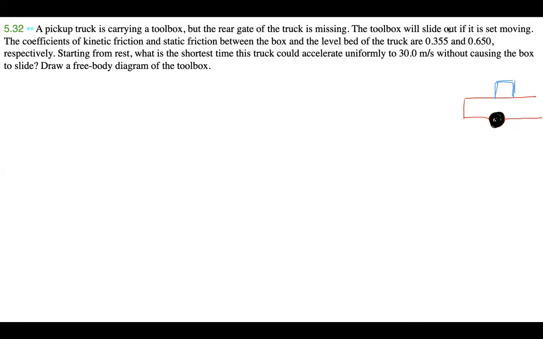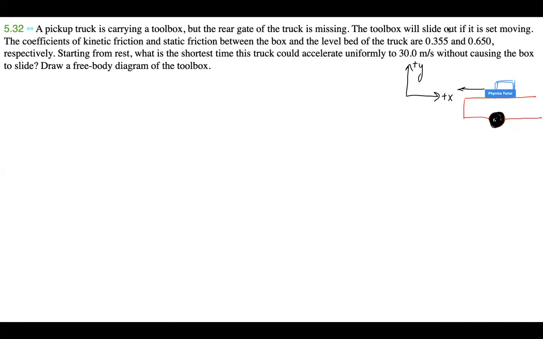Okay, so let's establish a coordinate system so I can better explain what I mean by that. So this is our coordinate system. This is positive x, and up is positive y. So if we are moving this truck in the positive x direction, that means that this toolbox can slide out this way, right?